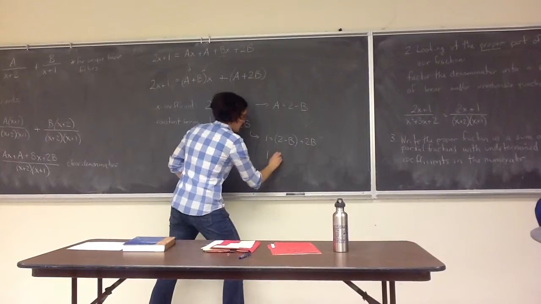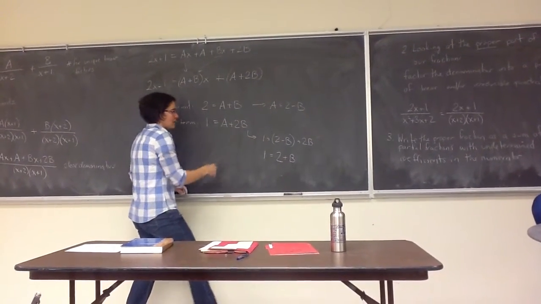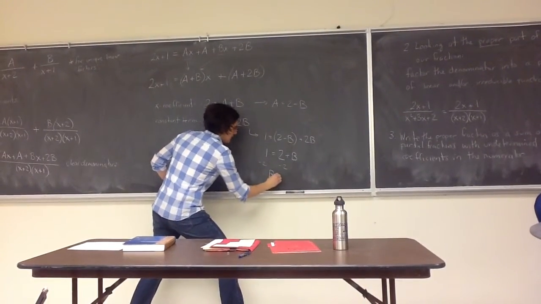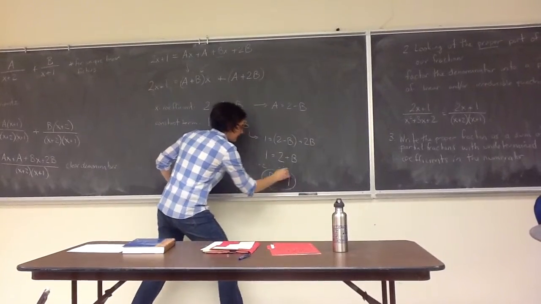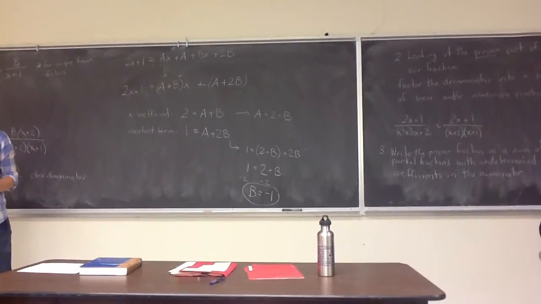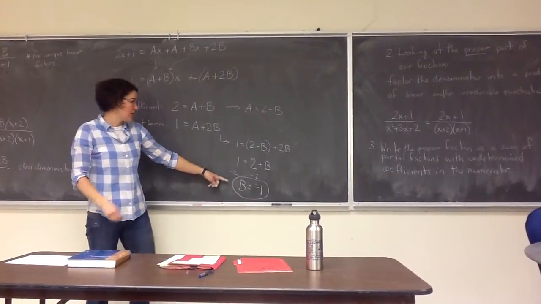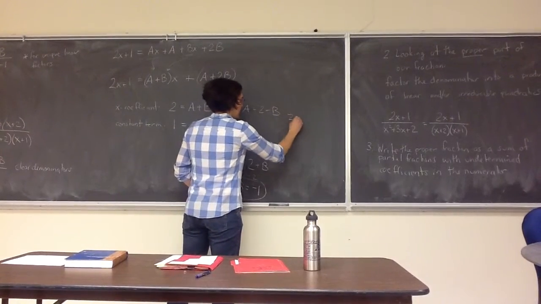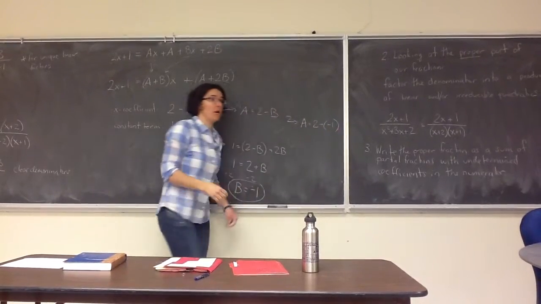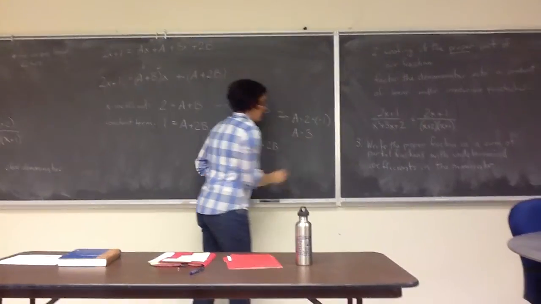So we've got 1 is equal to 2 plus b when I combine my terms. I subtract 2 from both sides, and I end up with b is equal to negative 1. Once I know what b is, then I can say, okay, well, b is equal to negative 1, which means that a is equal to 2 minus negative 1. And so our a value is equal to 3.